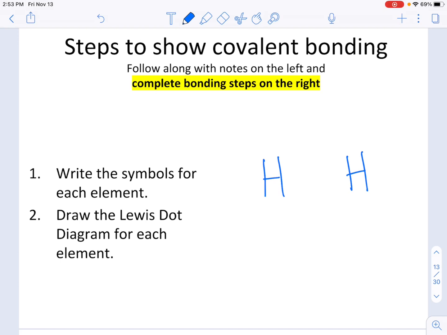Step 2, draw the Lewis dot diagram for each element. If I look at my periodic table, I can see that hydrogen is in group number 1. So I'm going to make just 1 outer electron, 1 covalent electron. I'd like to use different colors so I can tell which hydrogen is which. Okay, that's step 1 and 2. Easy peasy.